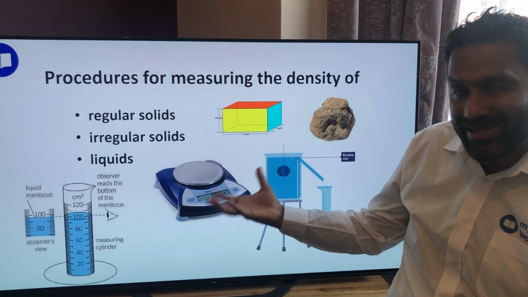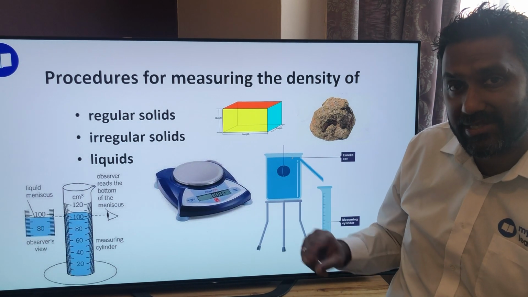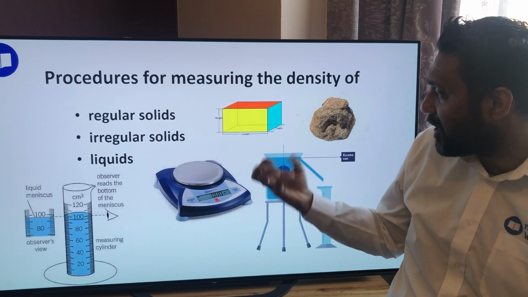That measures the mass of the object, not the weight, the mass, because weight is in newtons. It's measuring how many grams there are, the particles there.